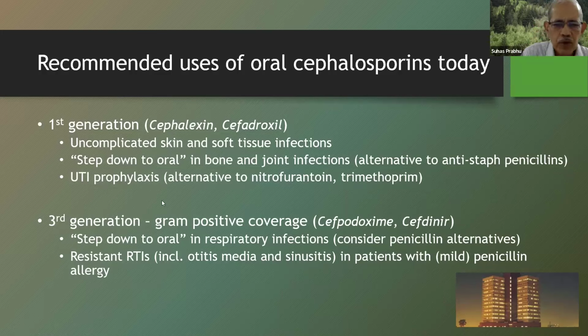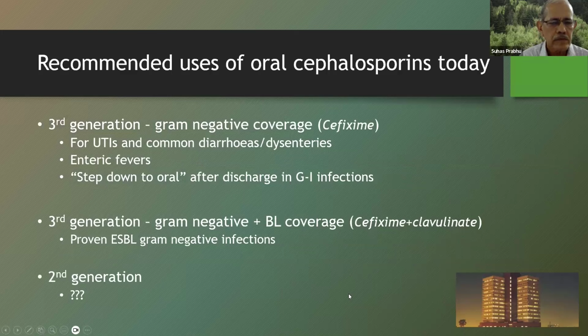Third generation with gram-positive coverage, cefpodoxime and cefdinir, as a step down to oral in respiratory infections like pneumonia, but consider a penicillin alternative. As I said, if penicillin is available, use the penicillin instead of a cephalosporin. They can be used in resistant respiratory tract infections like sinusitis, otitis media, in patients where you cannot use a penicillin because the patient has a penicillin allergy, otherwise use a penicillin.